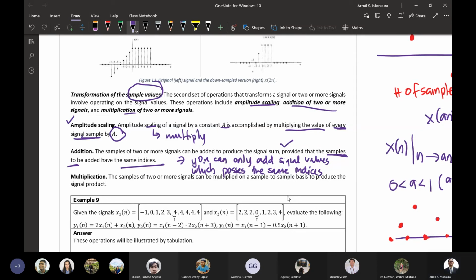Okay? Same thing with multiplication. Ganun din. The multiplication of two or more signals would require you to multiply signal values, okay, which possess the same indices. Okay? Maliwanag ba?